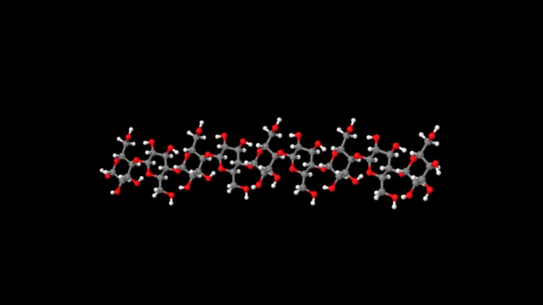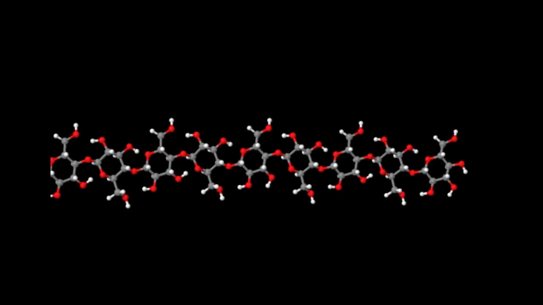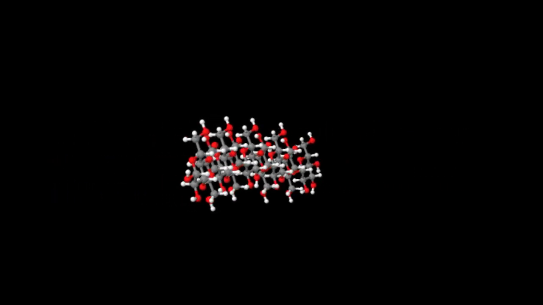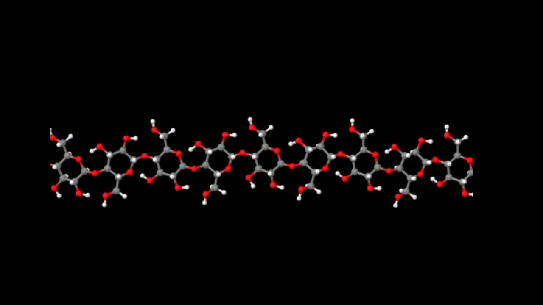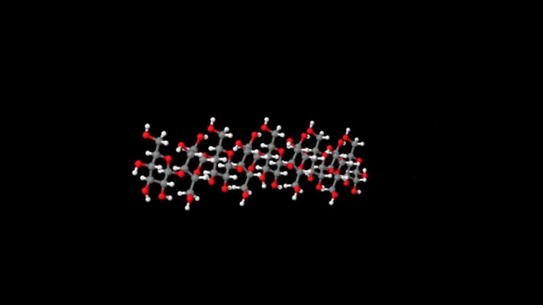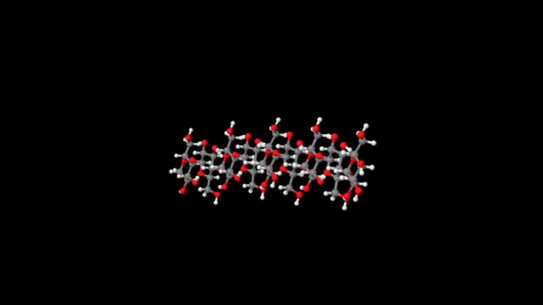So here's a look at part of a microfibril of cellulose, and you can see when you get a look at it end on that it's just flat. Here we're looking at the effect of 1,4 glycosidic linkage of beta glucose. So that's an introduction to polysaccharides.